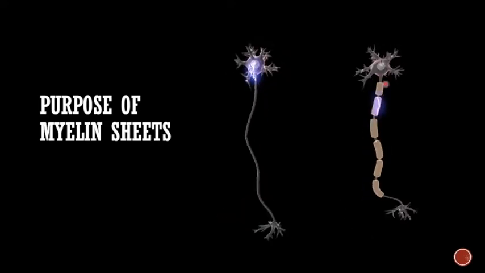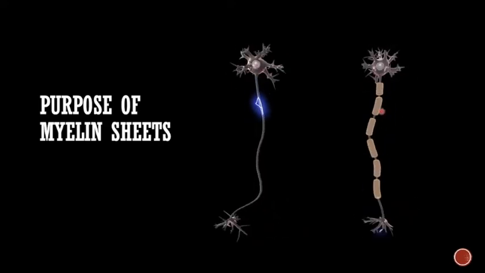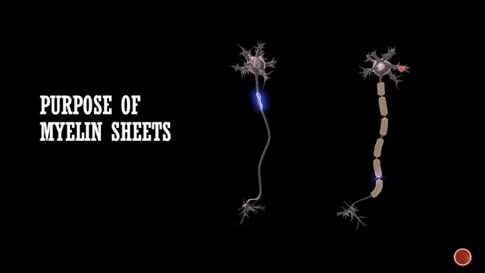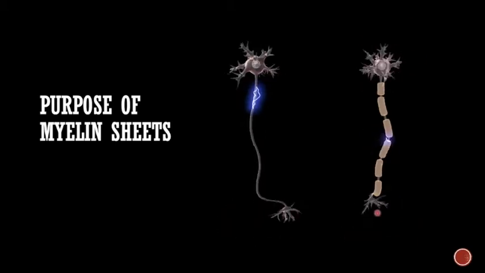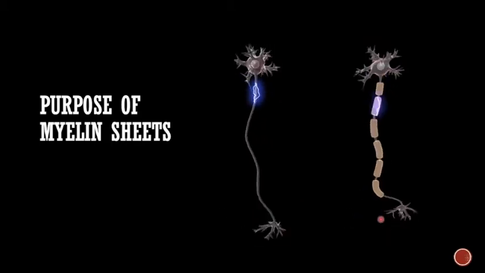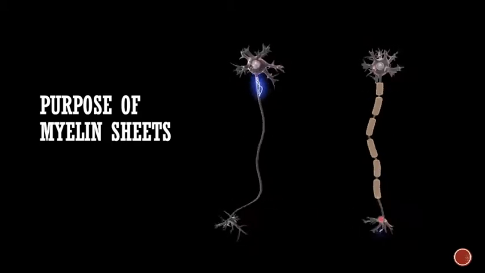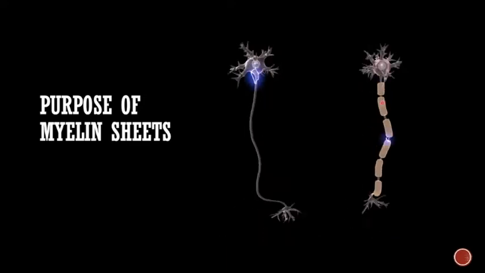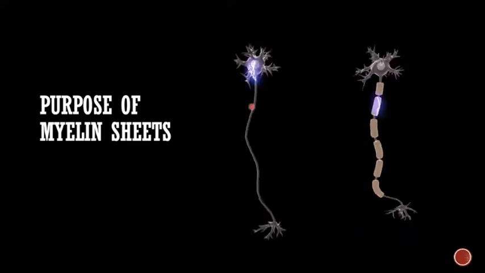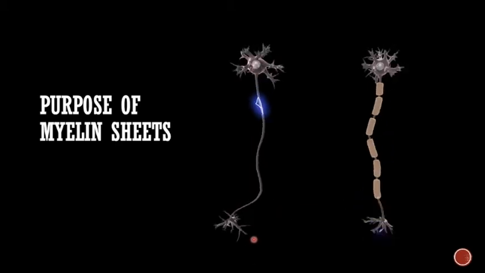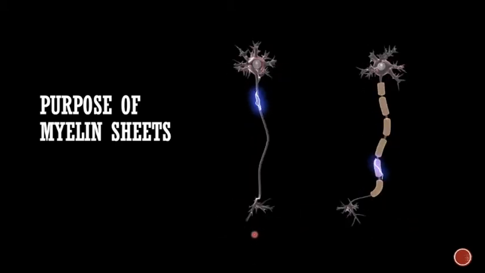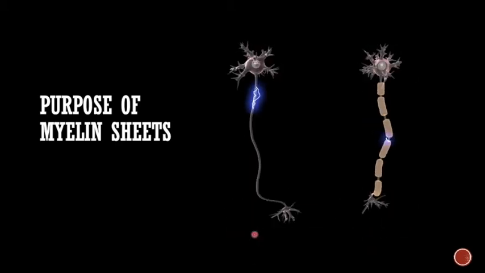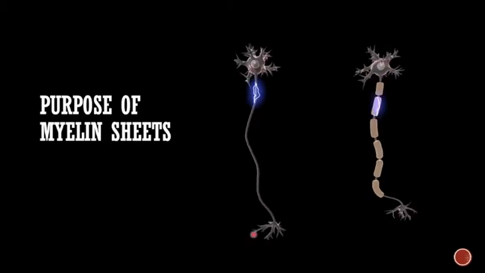So the message can be transported faster and more efficiently all the way down from the dendrites to the axon terminals at the end. Those myelin sheaths are very important for message signaling because they aid the process. Otherwise, the message could stop and never reach the axon terminals, leading to very serious conditions regarding the nervous system.